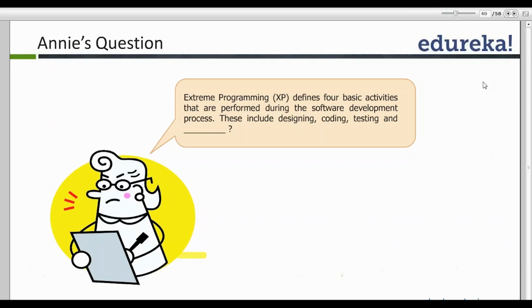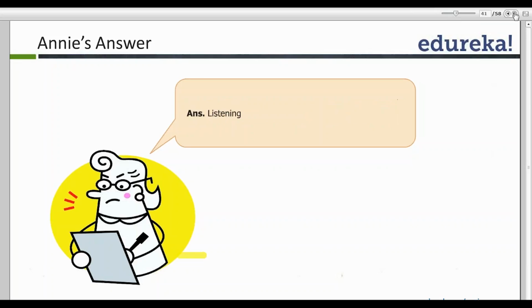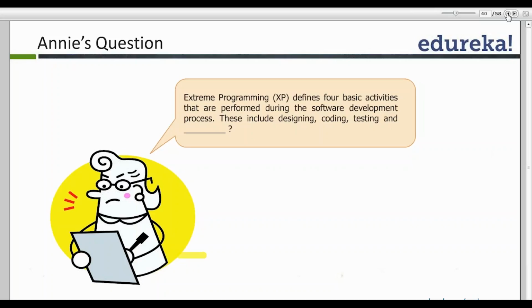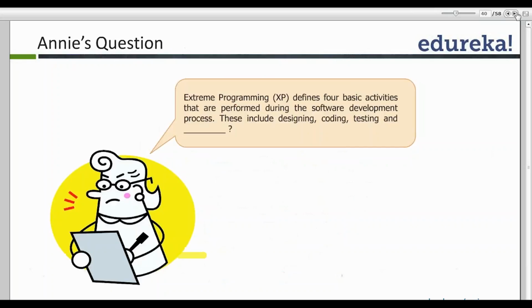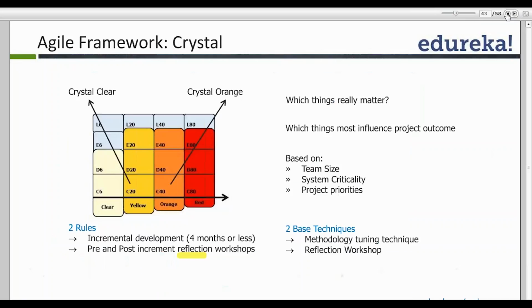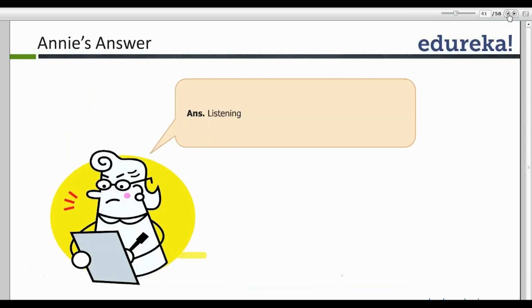Okay, let me show you the answer. The answer is listening. Listening is one of the basic activities in XP. Okay, coming to Kanban. Sorry, let me just open the correct slide.